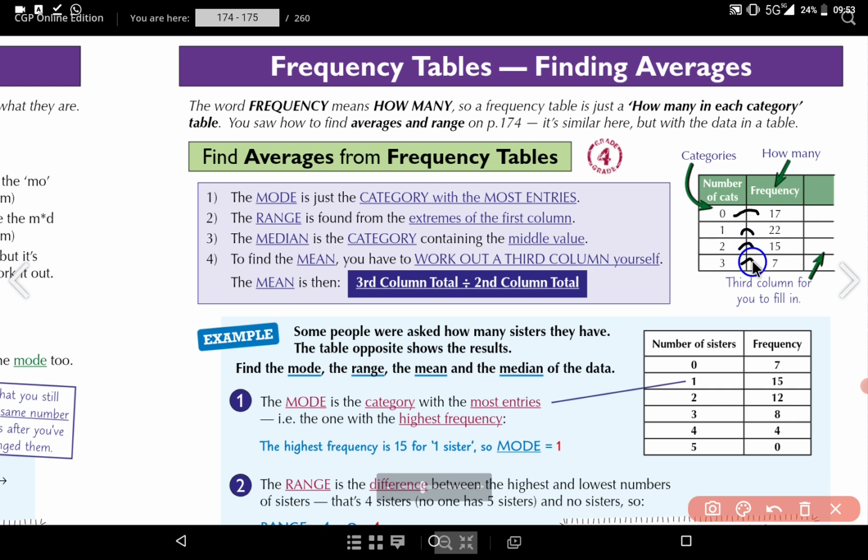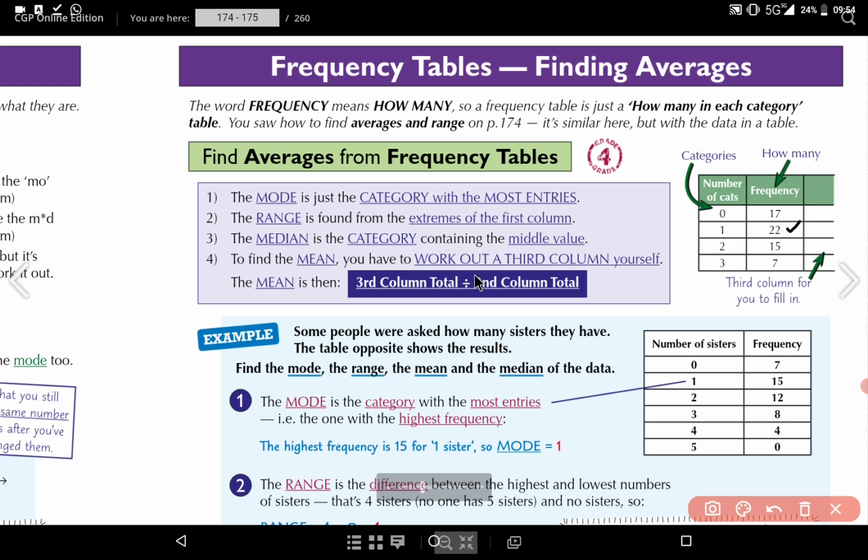Now the mode is just the category with the most entries. So we can say the mode is the number that has the highest frequency. For example, if the highest frequency happens to be 22, this means your mode here is 1. You can get this from the frequency table. Then the range is found from the extremities of the first column. You get the lowest and the highest number and subtract them, and that's how you get the range.